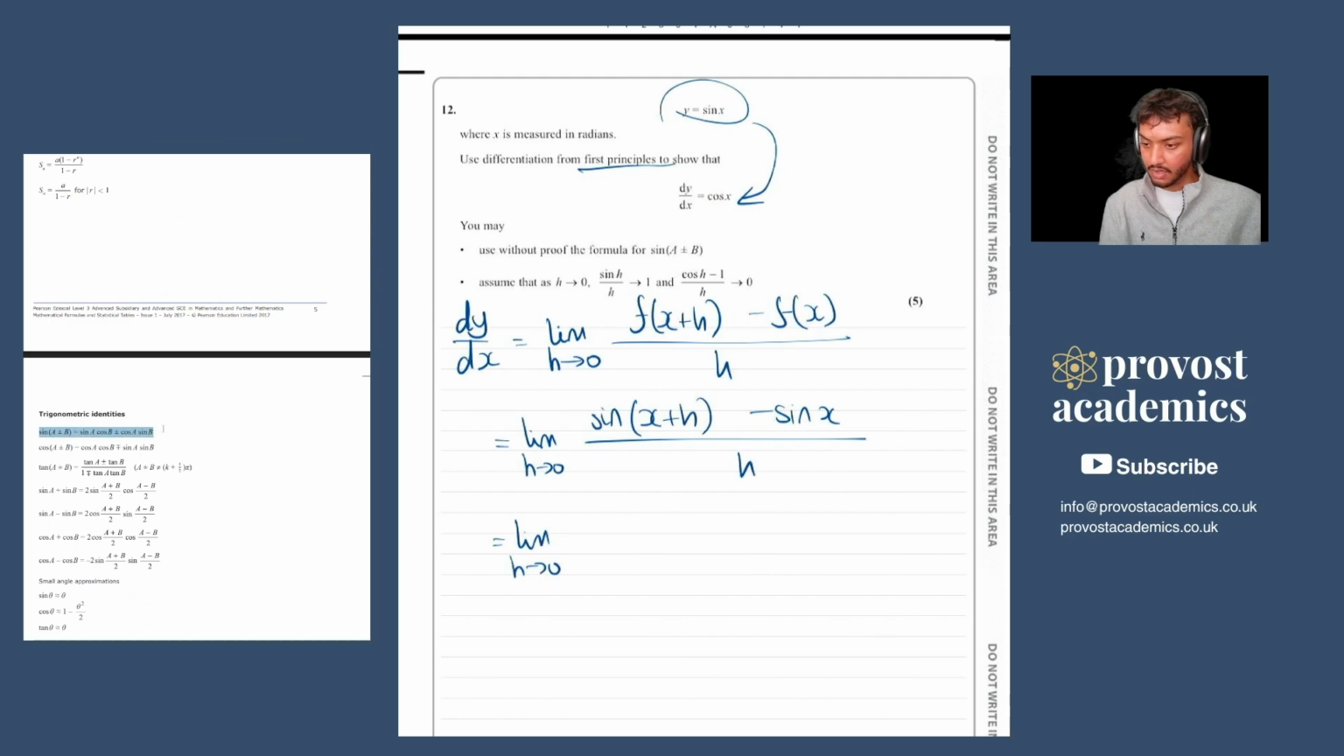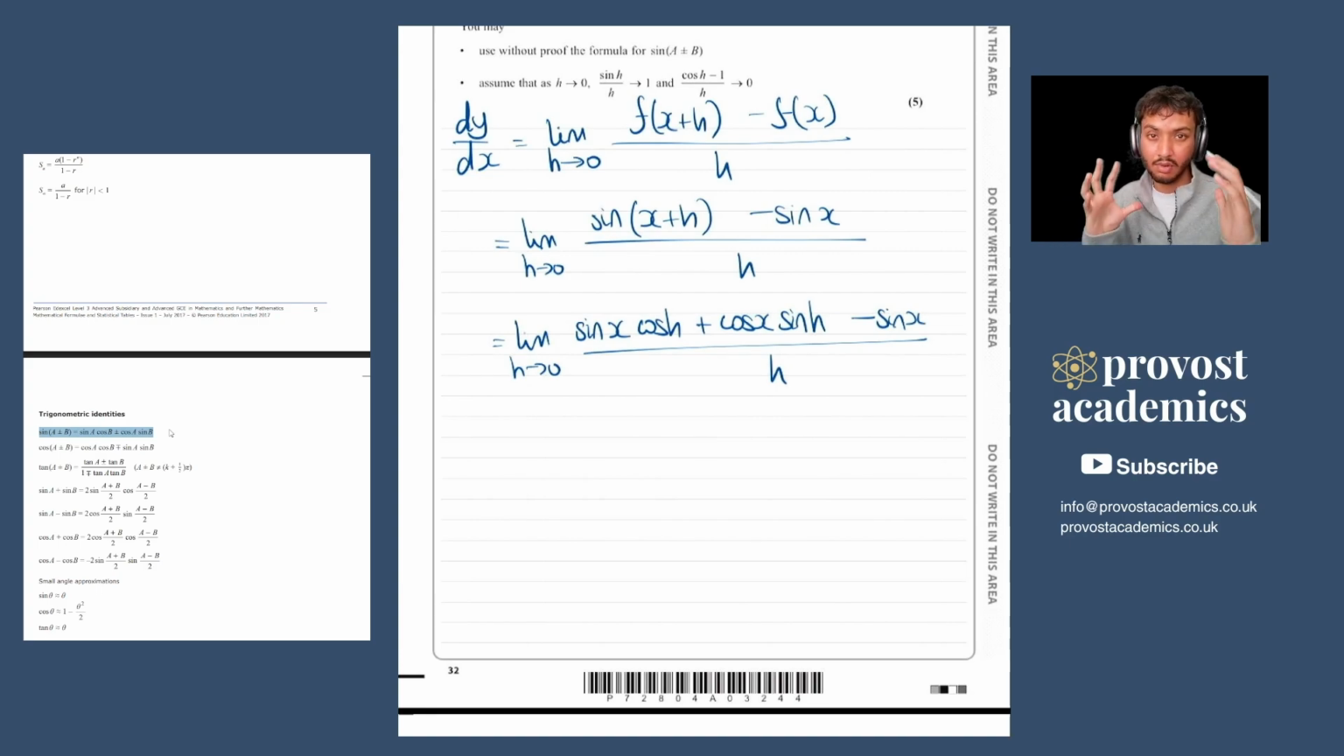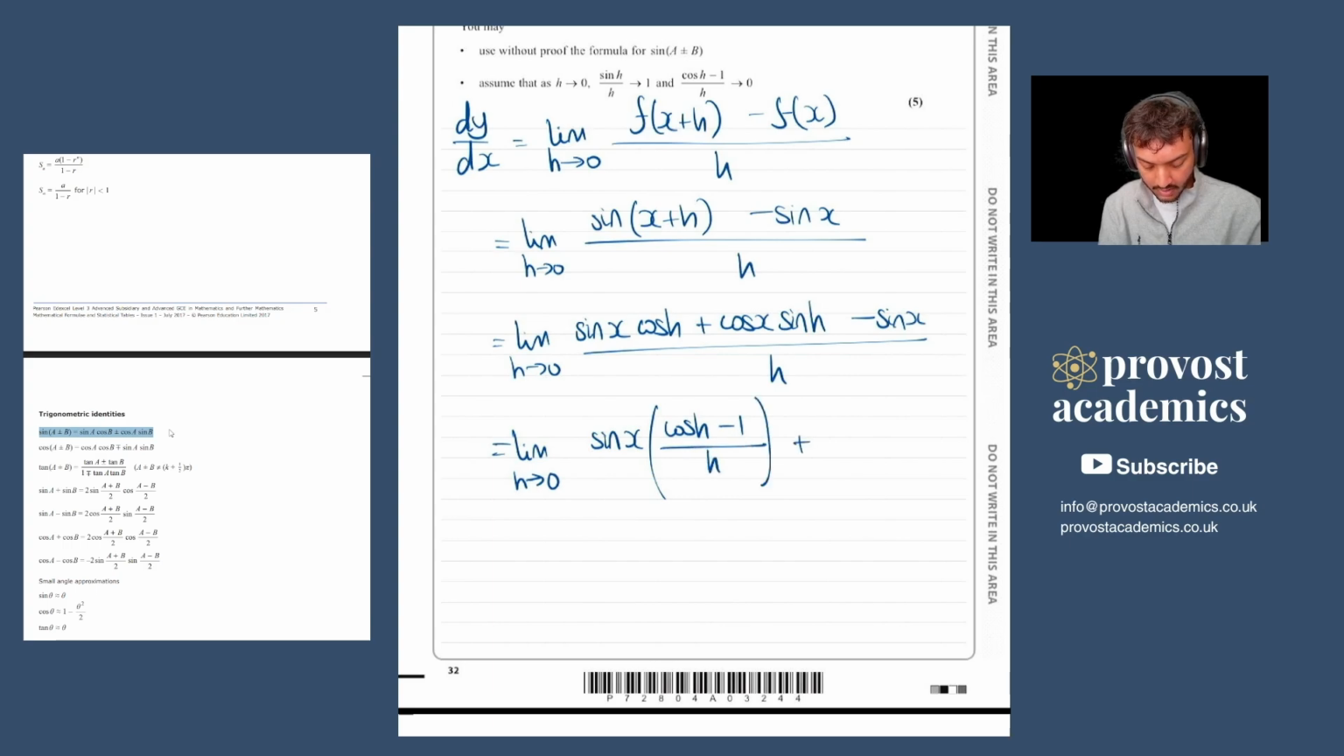If we come back to our formula booklet and find the addition formula for sine, sine of x plus h gives us sine x cos h plus cos x sine h, minus sine x, all over h. Now the idea is that we'll group all the sine x's together, because we have a take away sine x. So the limit as h tends to 0: if I take a sine x out, I get cos h minus 1 over h, plus cos of x times sine of h over h.